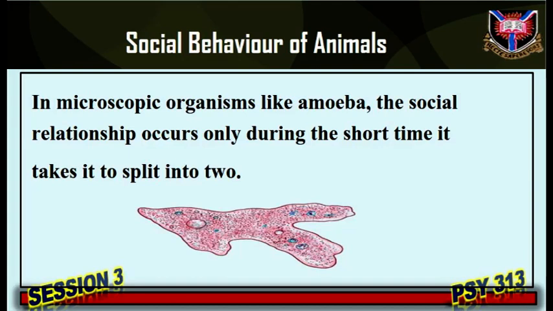Social behavior. All animals, irrespective of their size and other characteristics, relate to other members of their species. In microscopic organisms like amoeba, the social relationship occurs only during the short time it takes it to split into two. In other species, such as the social insects, social relationship is so necessary these insects cannot survive as individuals on their own. This is true also of humans, who are dependent on others until they reach maturity.